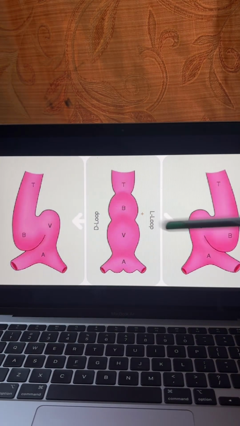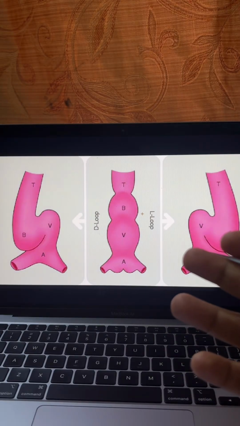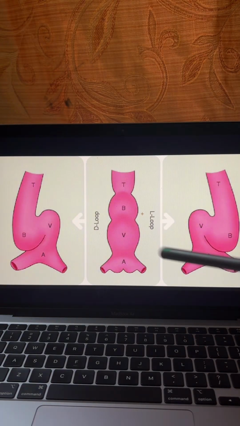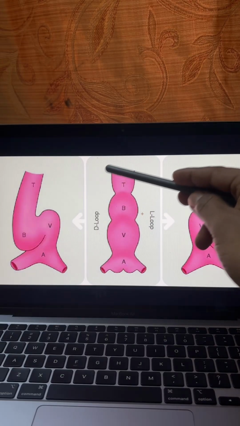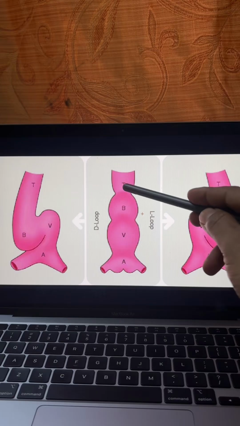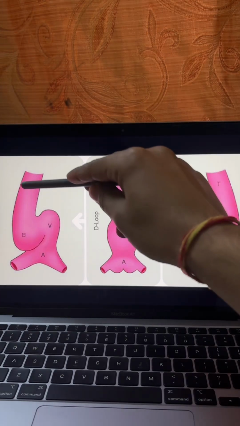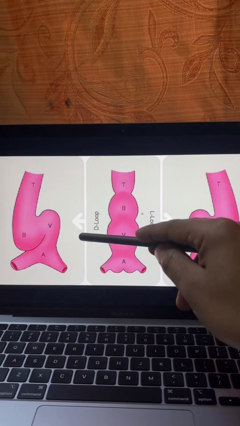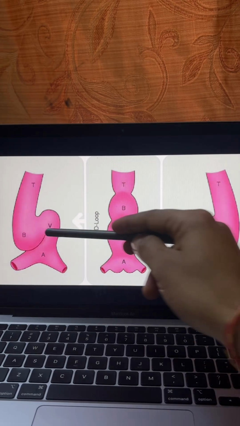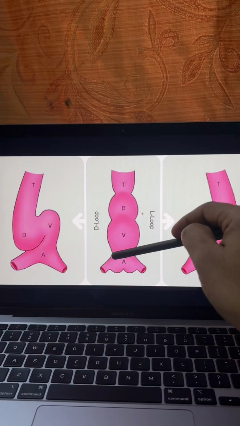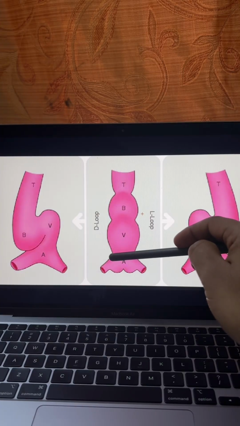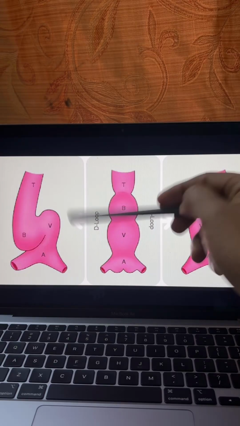Now what happens after looping? The cranial part will bend and move downward and to the right. And the caudal part, which will form the sinus venosus and atrium, moves upward and to the left.